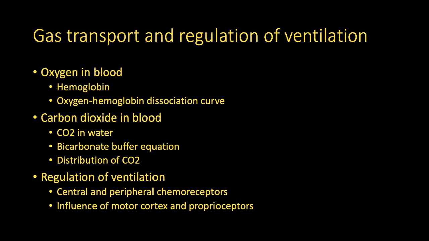So this is lecture RS-4. In the first part, 4a, we're going to be talking about how oxygen is carried in the blood, talking about hemoglobin and the oxygen-hemoglobin dissociation curve.